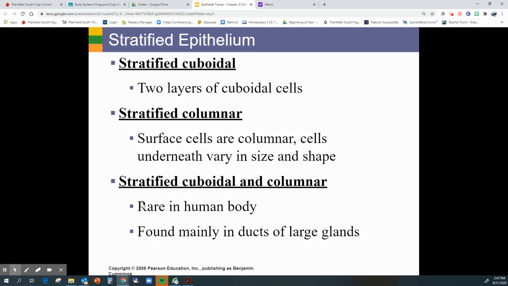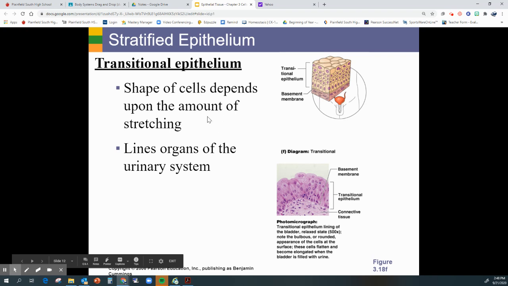Right? These guys are actually very rare. We don't find them very many places. The only place we usually find them is in large glands. So it could be like your thyroid, your thymus. A lot of our large endocrine glands have those in them, but we don't see them very many places else in the body. Right. Another one we can have is what's called transitional epithelial.